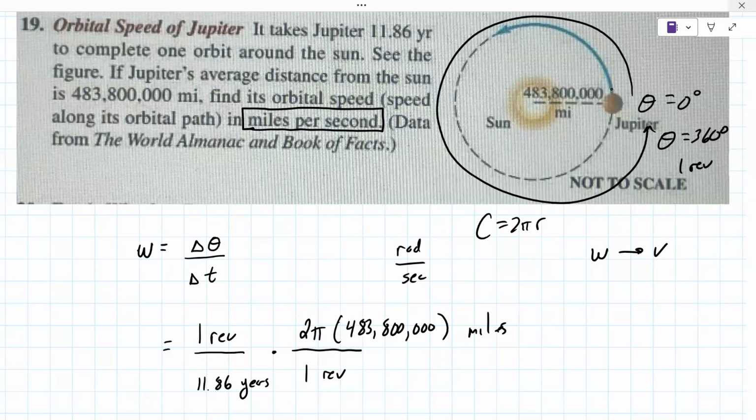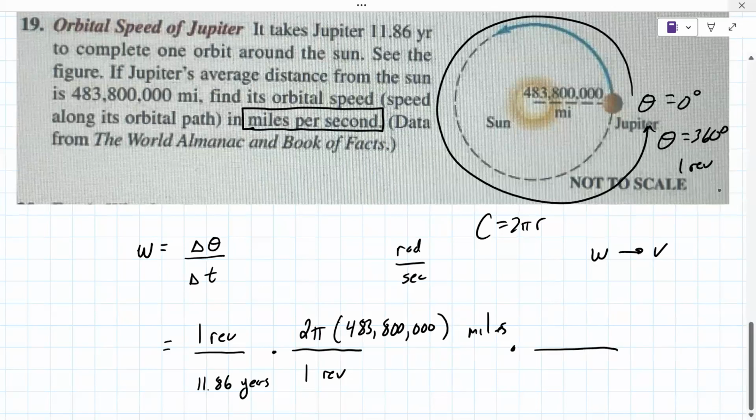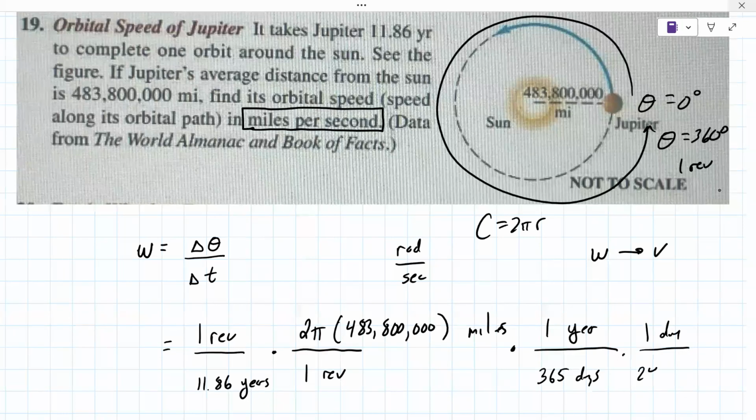Okay, so that's where we're at. We're gonna convert the years. So 1 year is 365 days. 1 day is a lot of seconds. We'll say 24 hours, and 1 hour is 3,600 seconds.